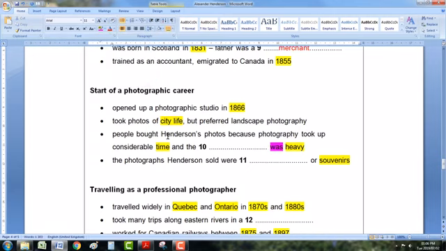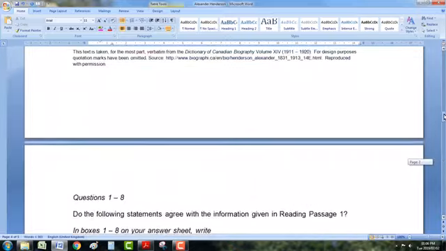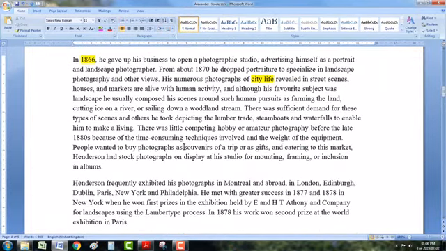So we want this sentence. People, why did they buy his photos? Because photography took up time and the something was heavy. The camera was heavy. So basically now you want to scan and scan and scan. Actually, it would have been useful to see souvenirs over there because we know then that it comes somewhere in between these two. Can you see anything about time and heavy? And I see it over there.